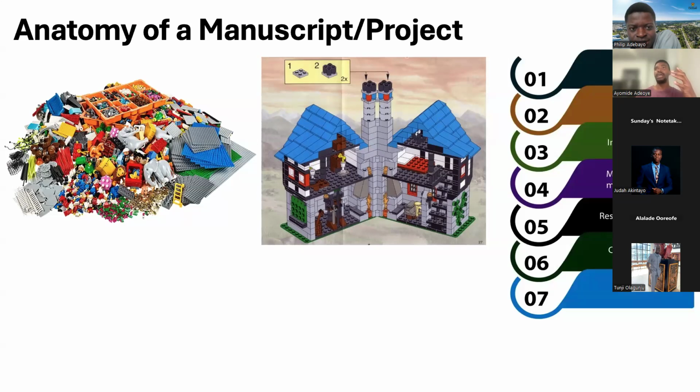This involves the title, the abstract, introduction, materials and methods, the results and discussion, conclusion and references. All these are what come together to form a research project. Without each part of this, you cannot have a solid research project.